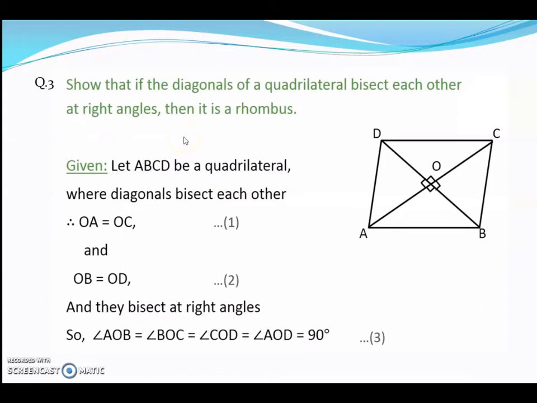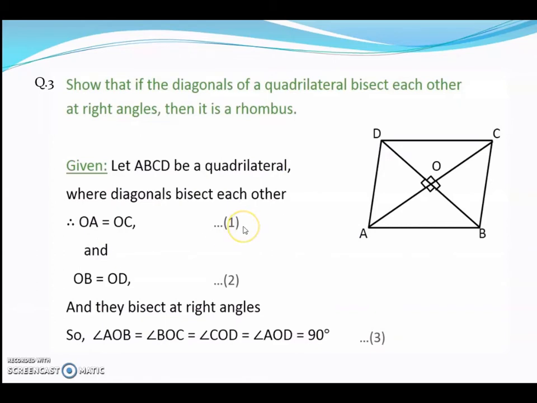So third one, show that if the diagonals of a quadrilateral bisect each other at right angles, then it is a rhombus. So now here, please note it is given quadrilateral. It is not given, it is a parallelogram. First you have to prove that it is a parallelogram and then prove that it is a special type of parallelogram with all sides equal, therefore it is a rhombus.